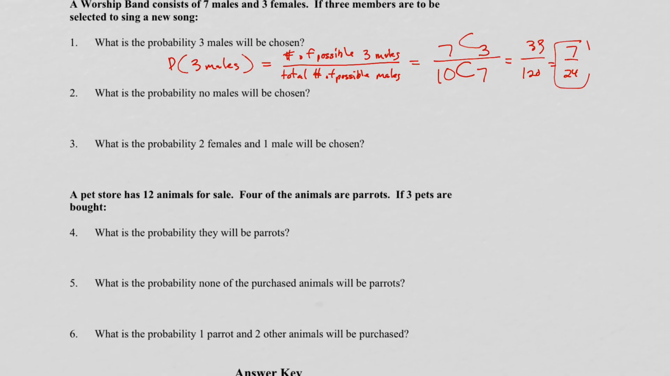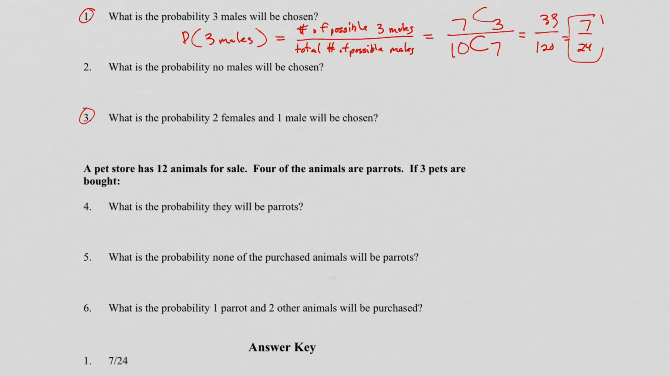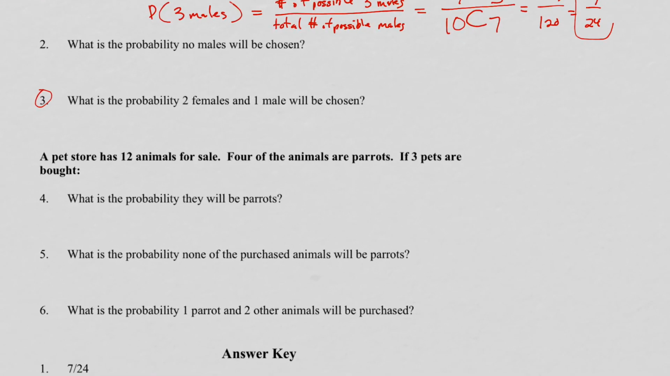Let's do number 3, because we're running out of time here. Okay, real quick. 2 females and 1 male. So how many are we interested in? 3. You got to put them together. So we are interested in 3 out of how many? 10. 10 total persons in the worship band. Okay, 2 female, 1 male. So the total is 3 out of 10.